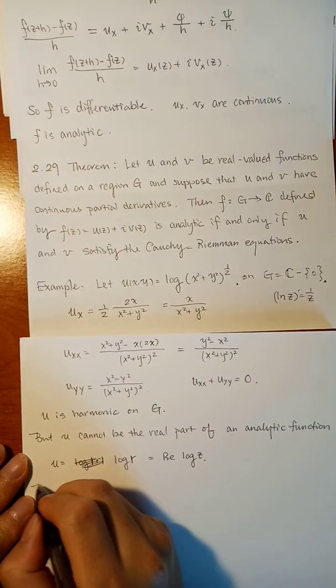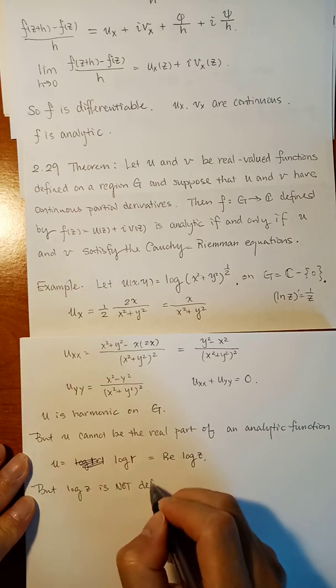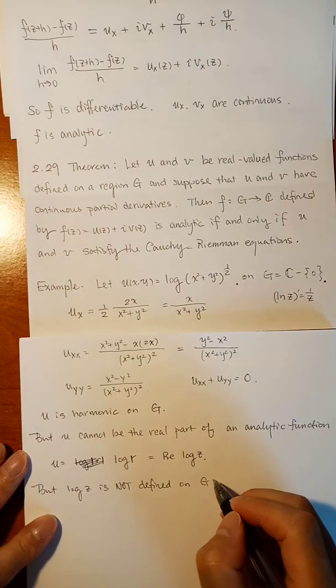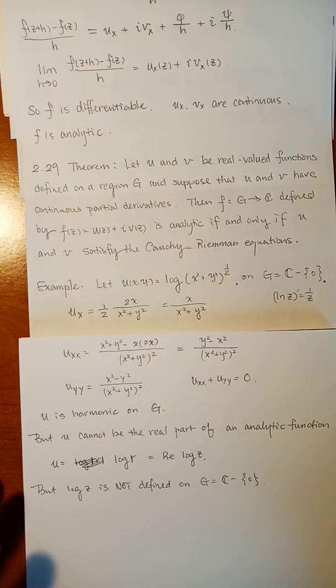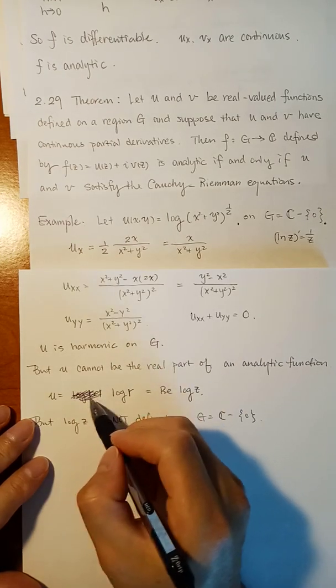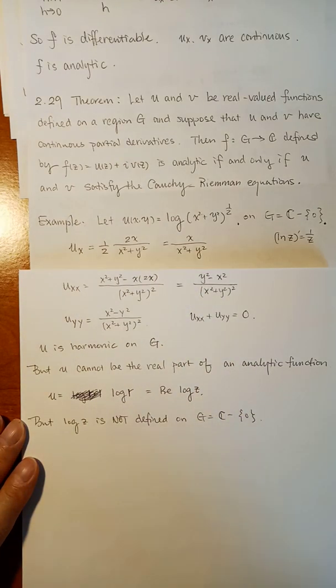So this one is not defined on G, on this set. You have to take the principal branch or whatever other branches. So that gives us the idea why this u cannot be the real part of an analytic function. It's not.